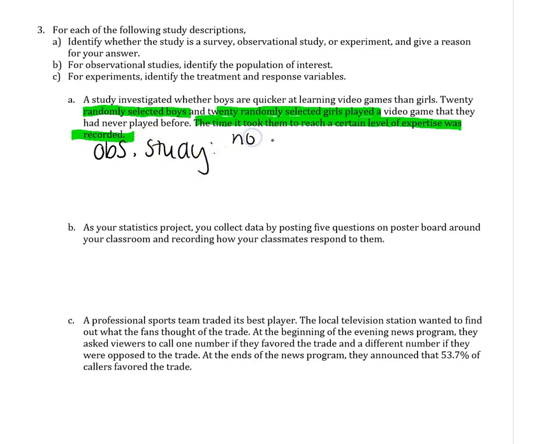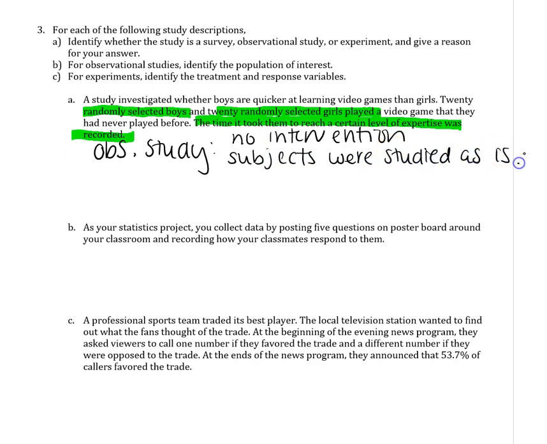Okay, so again, the reason is there was no intervention done by the researcher. Subjects were studied as is. So while I am comparing boys versus girls, I wasn't doing anything to them to influence their responses. Since this is an observational study, I have to ask what the population is. Population is all boys and girls, because we're investigating boys and girls. While it didn't ask for it, my sample would be the 20 randomly selected boys and 20 randomly selected girls.